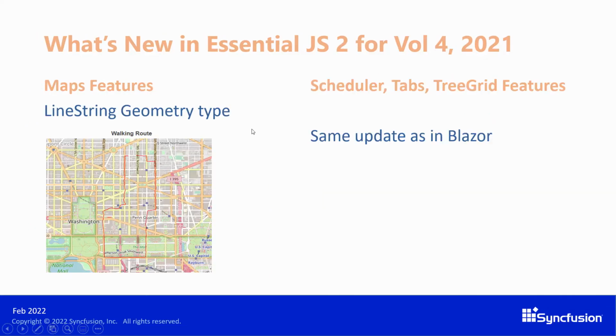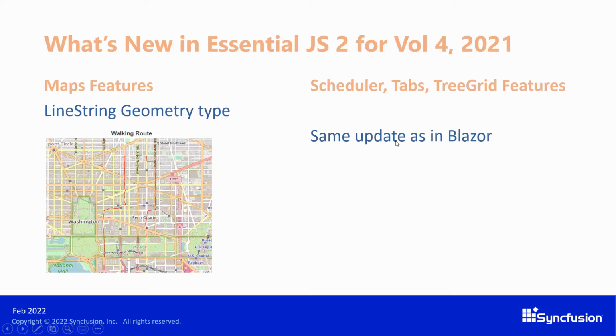And next to the maps component, line string geometry type has been added. With this line string geometry type, which supports rendering of lines, or it will allow for creating the routes, navigation lines, and you can even add some unique shapes in the real time. So here in this example, you can see the walking route that are indicated with a line. So this is all about this line string geometry type.